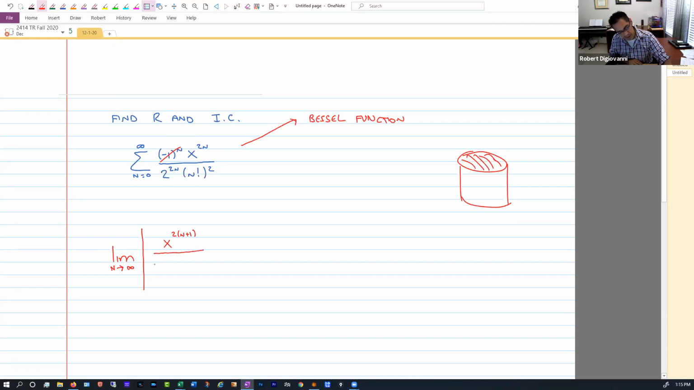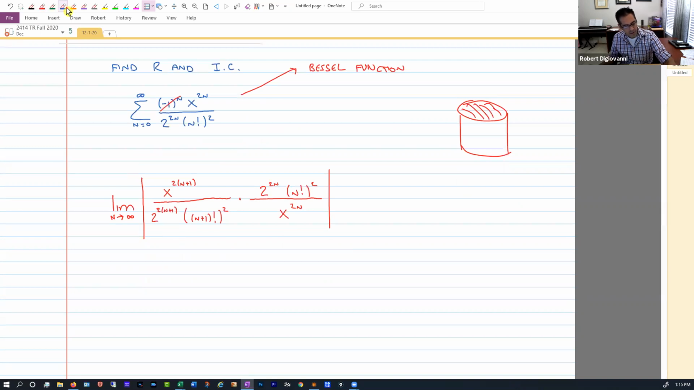So be careful there because that is going to distribute. The 2 is going to have to distribute. Okay, so that's the sequence part of the series with n plus 1 in there. And then I'm going to divide by the original sequence, but I'm going to flip it. So 2 to the 2n on top, and then n factorial squared, and then on the bottom x to the 2n. Yeah, and we threw away the -1 stuff. Let's just get it out of there.